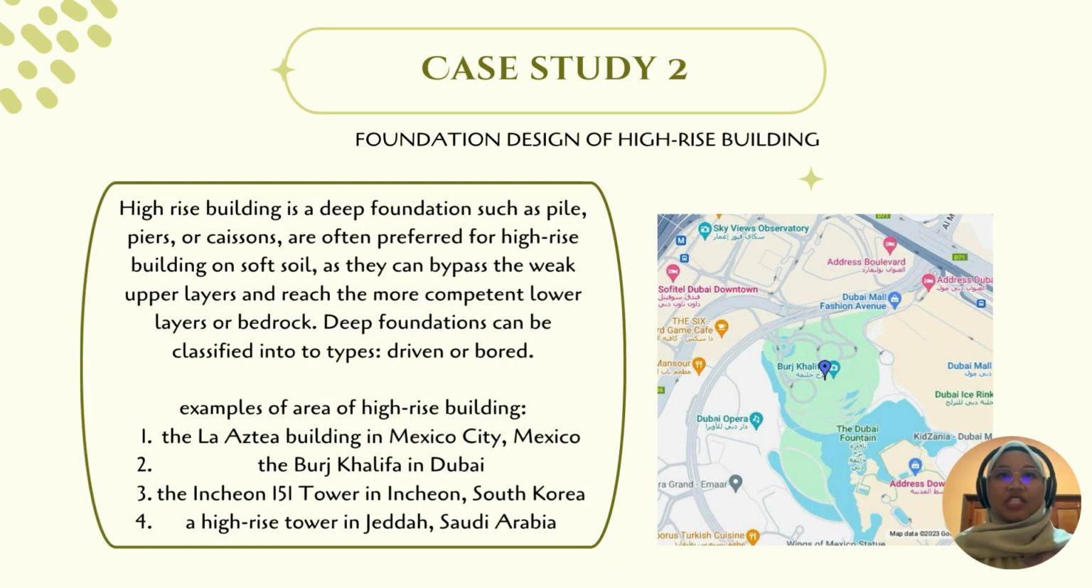Case study 2 is the foundation design of high-rise building. For high-rise buildings, a deep foundation such as piles, piers, or caissons is often preferred on soft soil as they can bypass the weak upper layers and reach the more competent lower layers or bedrock. Deep foundations can be classified into two types, which are driven and bored. Examples of high-rise buildings: number one is the Torre Latinoamericana in Mexico City, Mexico. Number two is the Burj Khalifa in Dubai. Number three is the Incheon 151 Tower in Incheon, South Korea. And the last one is a high-rise tower in Jeddah, Saudi Arabia.